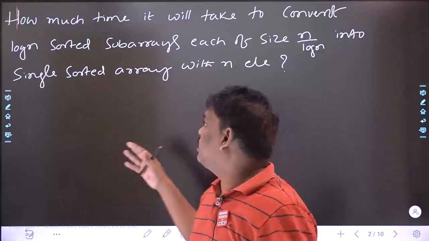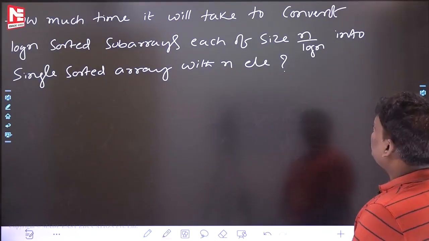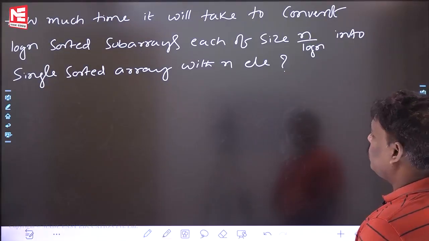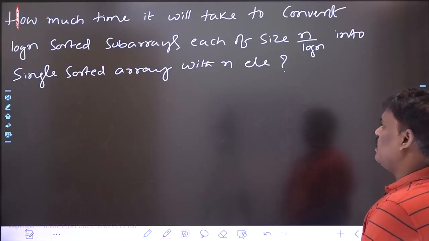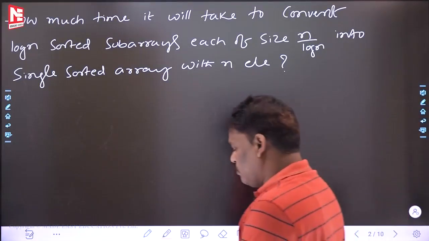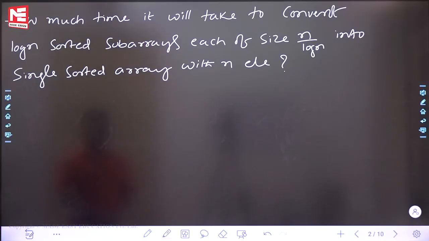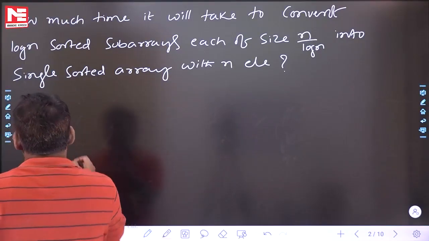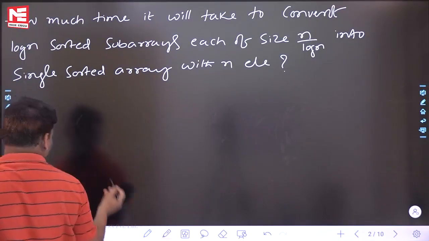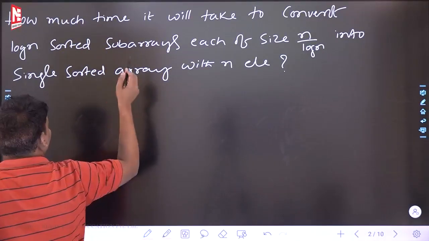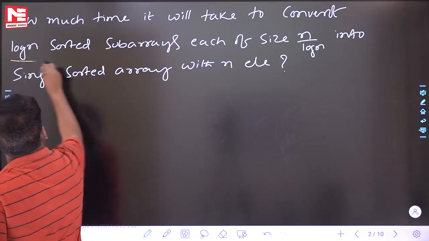Let me start. Read the problem. How much time will it take to convert log n sorted subarrays each of size n by log n into a single sorted array with n elements? This is the given problem. Means he is having how many sorted subarrays in this problem? Log n sorted subarrays he is having.